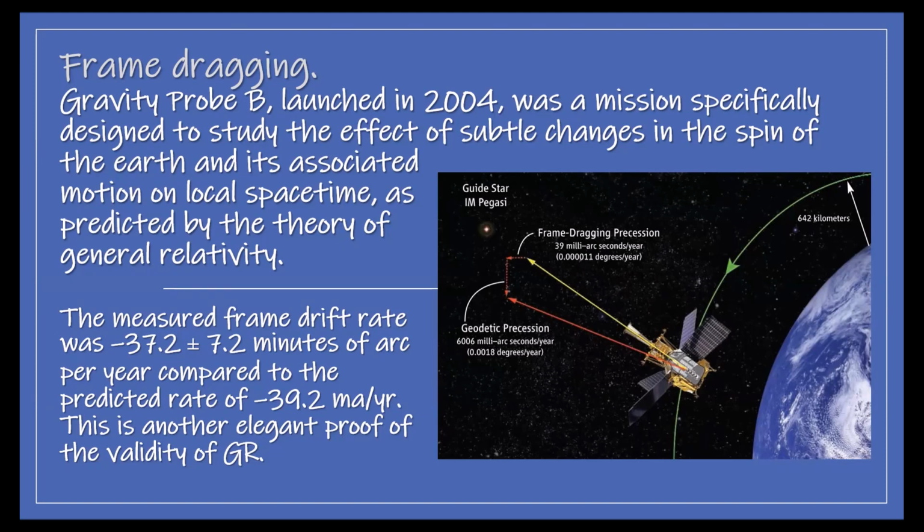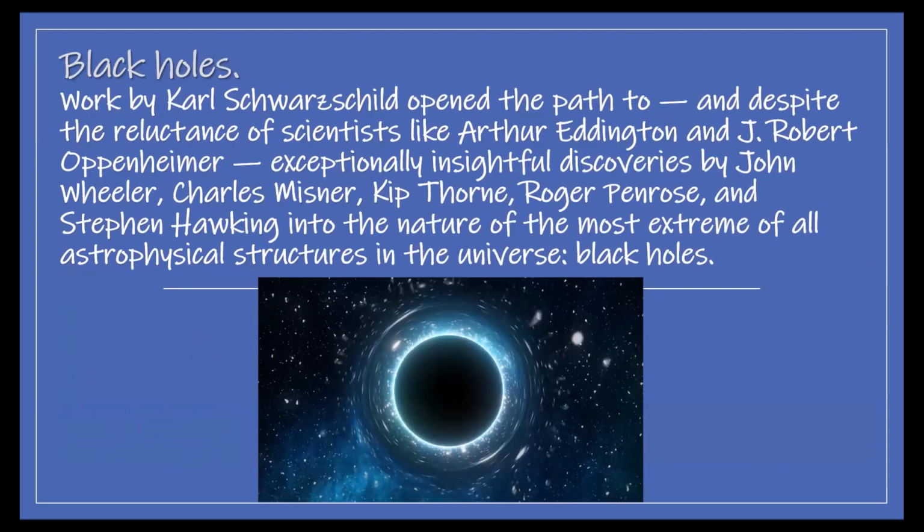And so the predicted value of 39.2 minutes of arc per year was confirmed to about 37 plus or minus 7 minutes of arc per year, which is an incredibly accurate measure for a satellite that spent a year in orbit and measured really subtle changes as it moved in orbit around planet Earth. And since then, we've had 2 other satellites that have done very similar things, and all of them confirming Einstein's general theory of relativity.